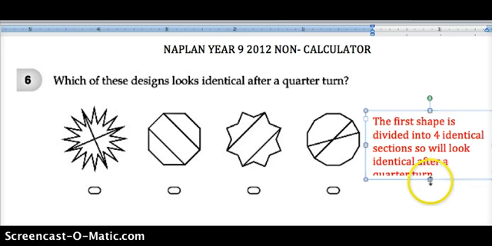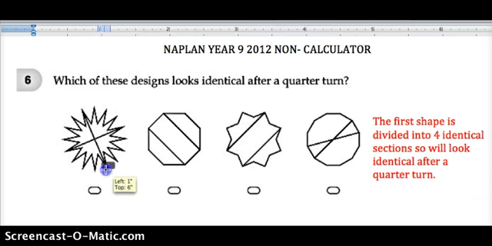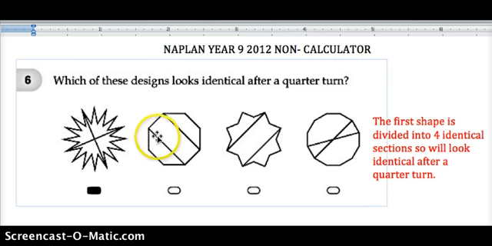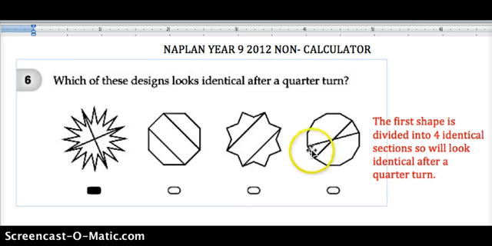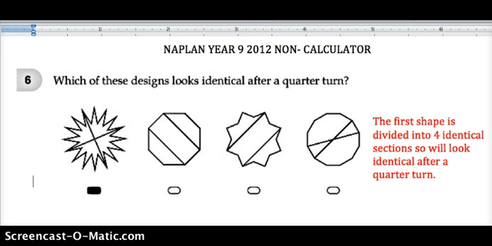So the first shape is divided into 4 identical sections, so it will look identical after a quarter of a turn. The only time that the second shape here would look identical would have to be after a half a turn. If it was done half a turn, it would look identical. Same with this third shape. If it was turned half a turn, it would also look identical. And also with the last shape, if it was turned half a turn, so this bit would end up there and that bit here, it would also look identical.